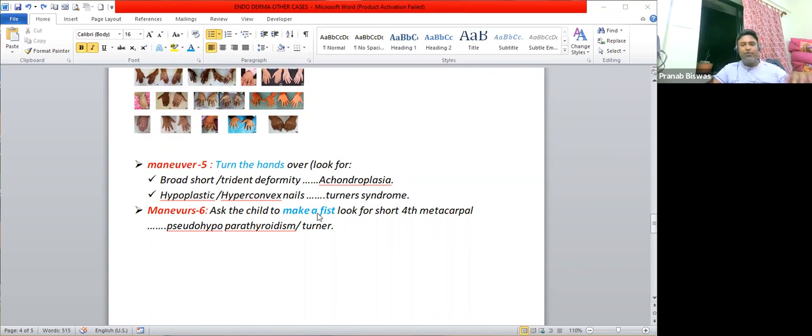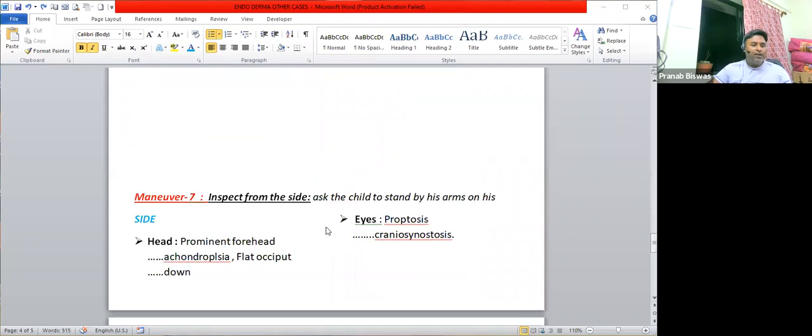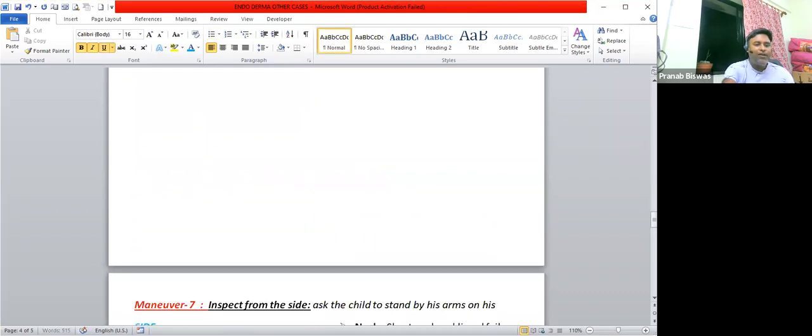Whenever we ask the child to make a fist, again the fourth metacarpal shortening will be there. That is significant in two conditions: Turner syndrome, and sometimes pseudohypoparathyroidism. Now, maneuver 7, we have completed the area of the upper limb, basically for short stature.